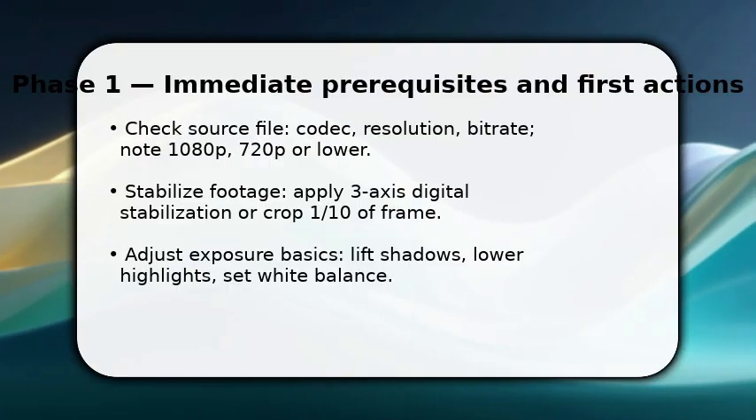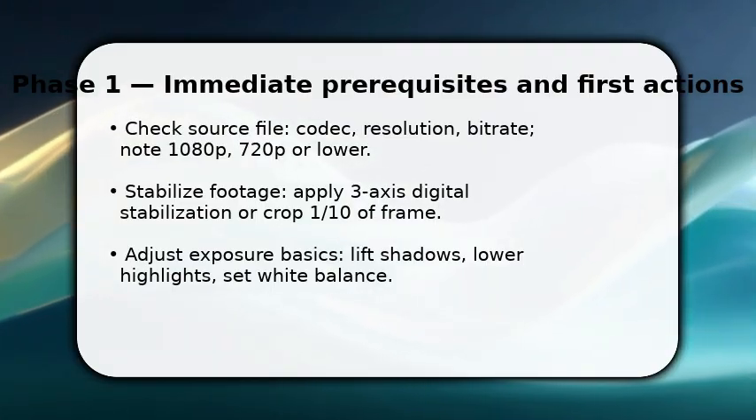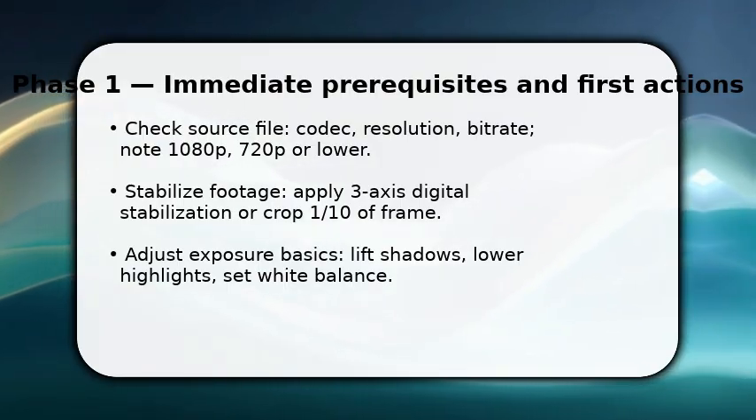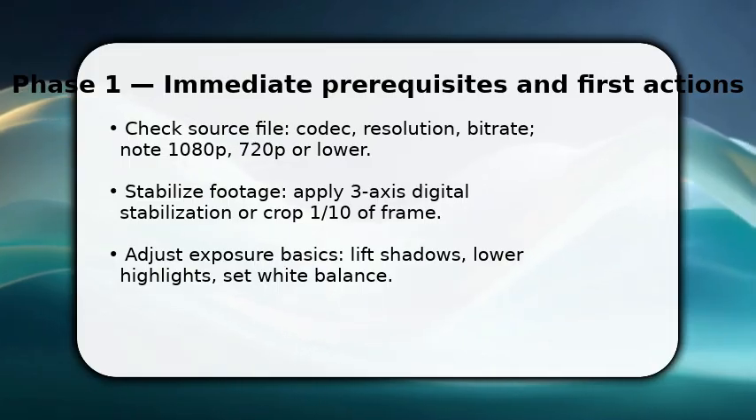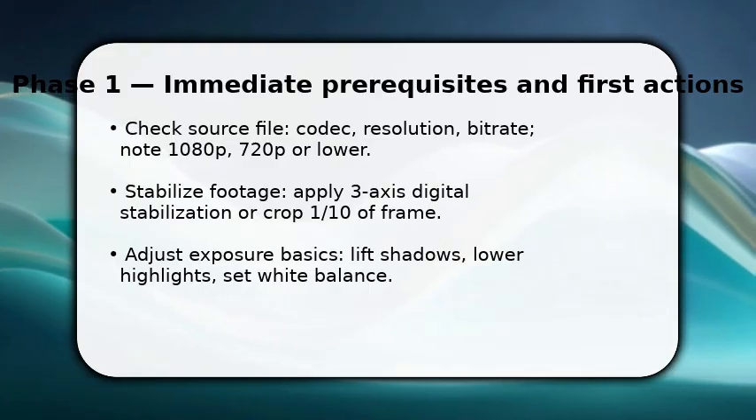You start by inspecting the file, look for codec, resolution, and bitrate so you know what you can improve. Once done, stabilize shaky clips with a 3-axis digital stabilizer or a small crop to remove jitter. This prevents softening later.